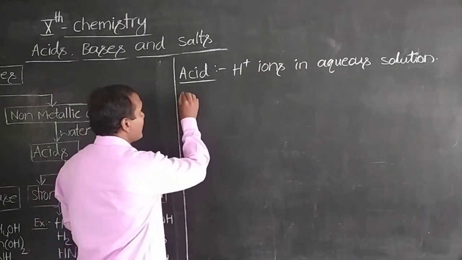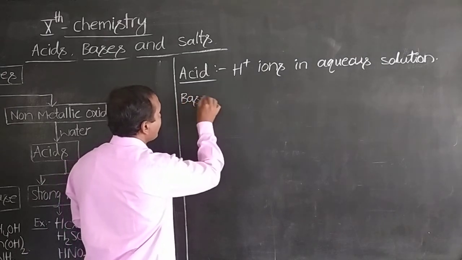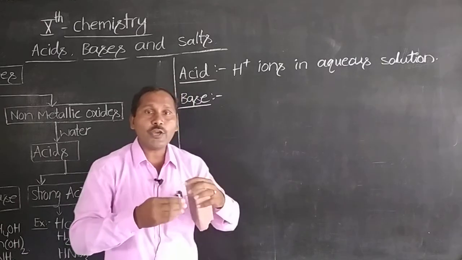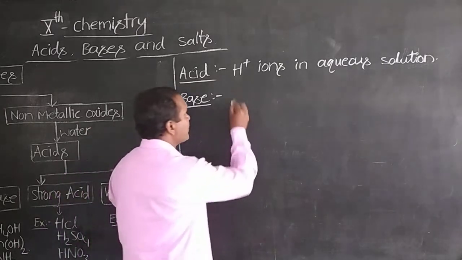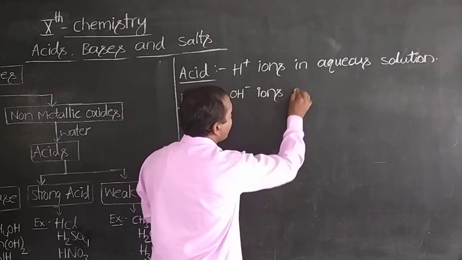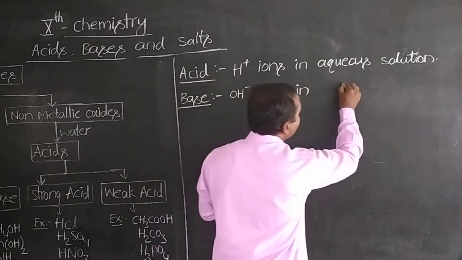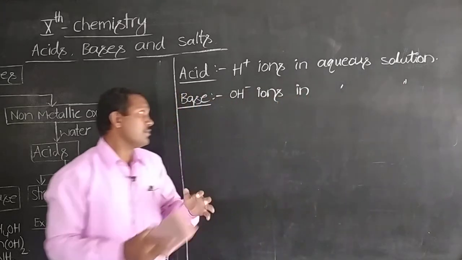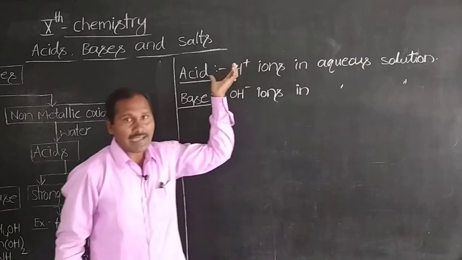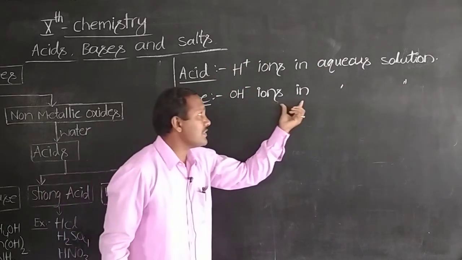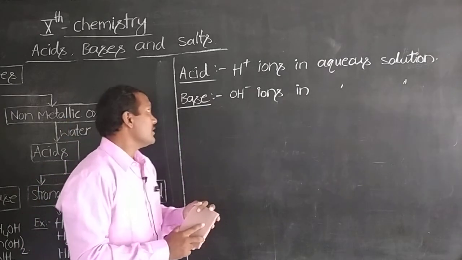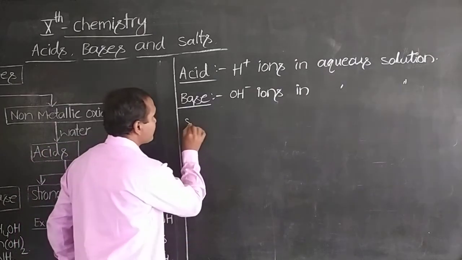In the same way, base. Base means the substance which produces OH minus ions in aqueous solution. Simply we can understand that H plus ions in aqueous solution means acid, and OH minus ions in aqueous solution means base.